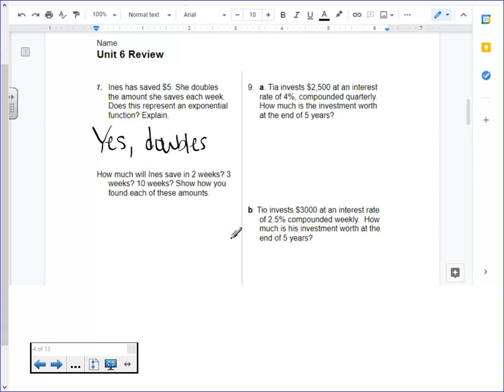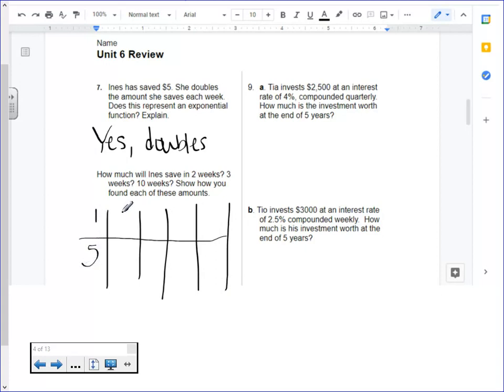And then it asks us some questions about her. It says, how much will she save in 2 weeks, 3 weeks, 10 weeks? Show how you found each amount. This is really up to you. There's a lot of ways you could do this. You could use the formulas, but if it were me, I'm going to make a table. That's just who I am as a person. I like 1 week she has $5. How much would she have in 2 weeks if her money doubles each week? How much would she have in 3 weeks if it doubles?